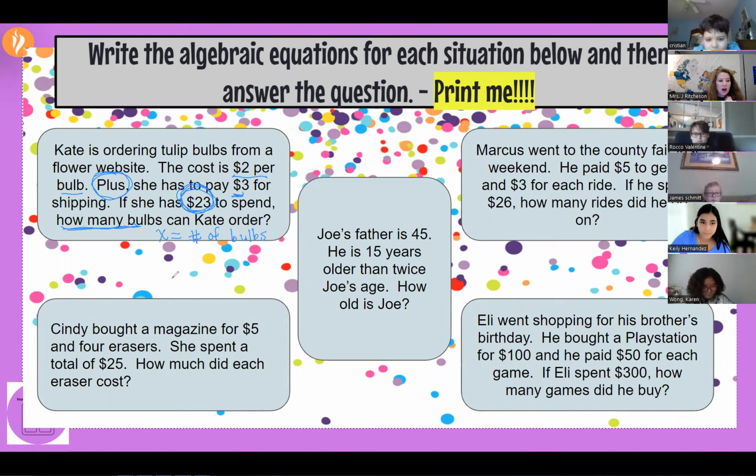All right, so we're going to say that she's buying bulbs and they're $2 times the number of bulbs. We don't know how many bulbs she's buying. So we're going to write 2 times X plus she spent $3 for shipping for a grand total. Guess what that means? Equals $23. So that is our equation.